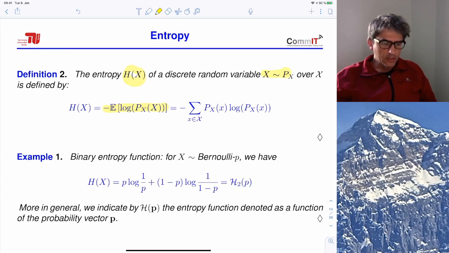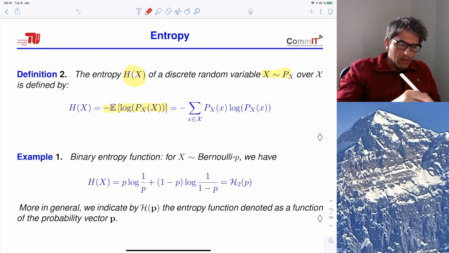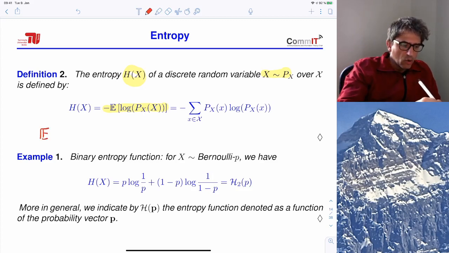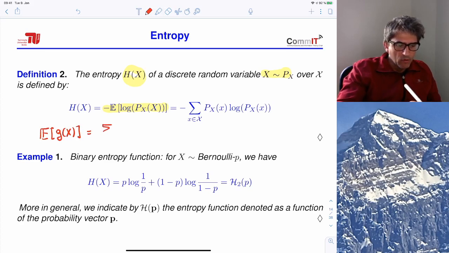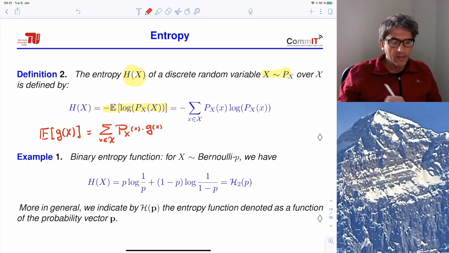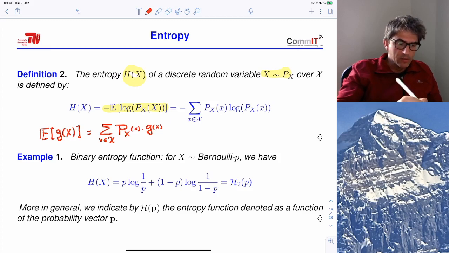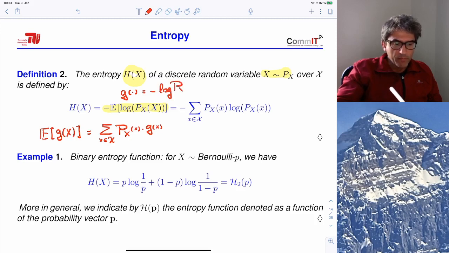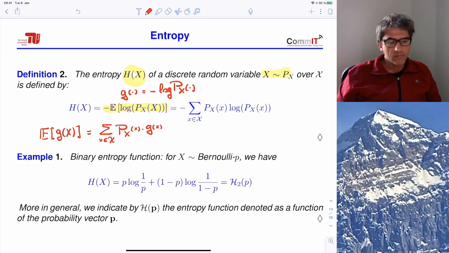So let's parse this expression. Here we have learned before what the expectation of a function of a random variable is, right? If you remember, it is the sum over all values of the alphabet in which the random variable takes on values of the product p sub x calculated at the argument small x times the value of the function at small x. Now here, what is the function in this expression? The function is g of argument is minus logarithm of p sub x argument. Okay? So that's our function.